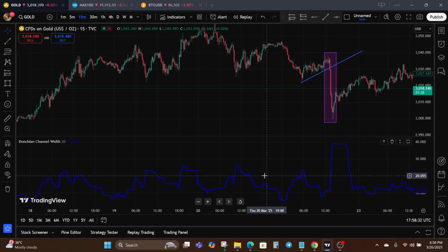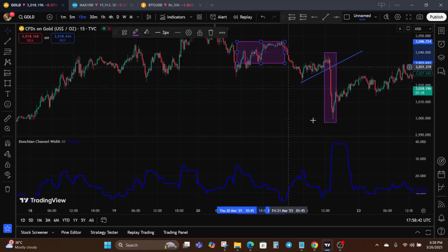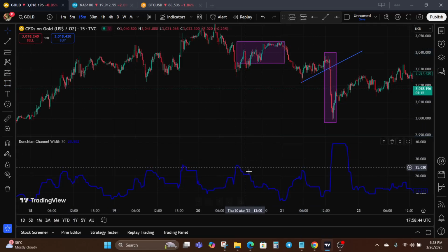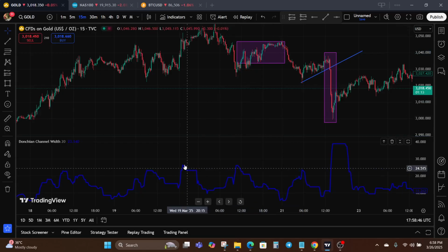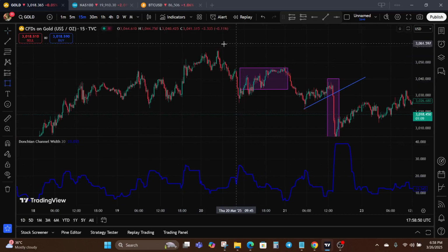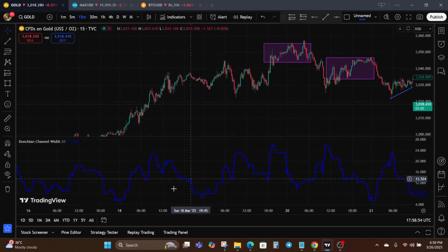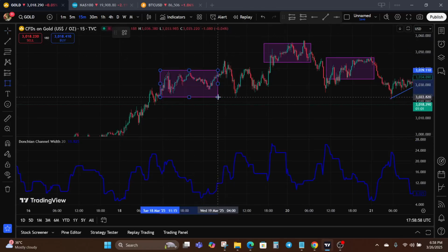Then when the Donchian Channel Width declines, price action could be tightening. Look at what happened around here, at the time when the Donchian Channel Width was going down. You can see again what happened here when it was going down. We had a period of consolidation around here, and again when it was going down here, we had another period of consolidation.